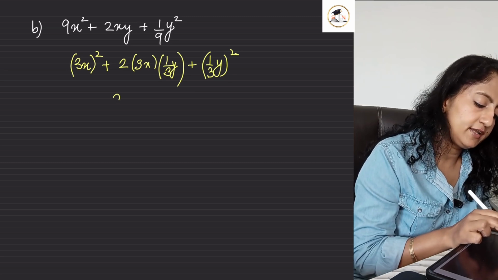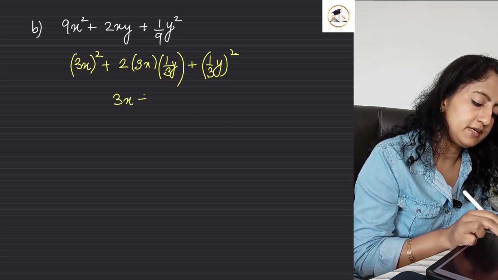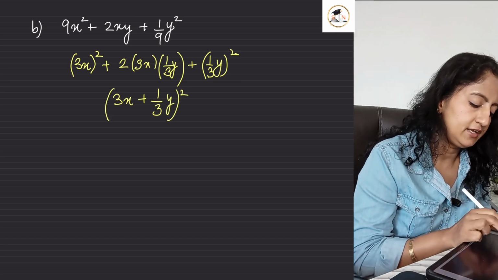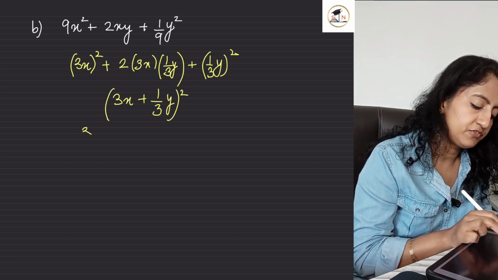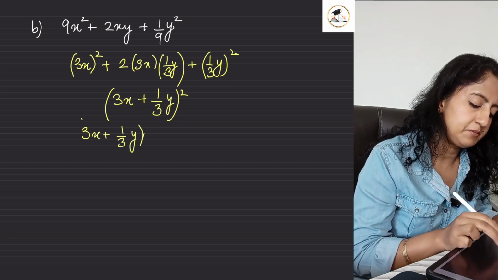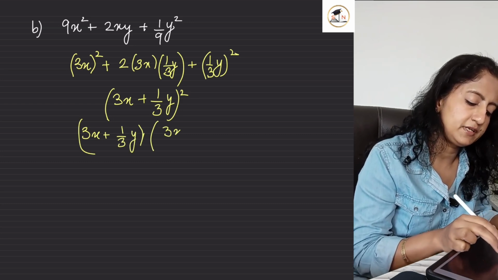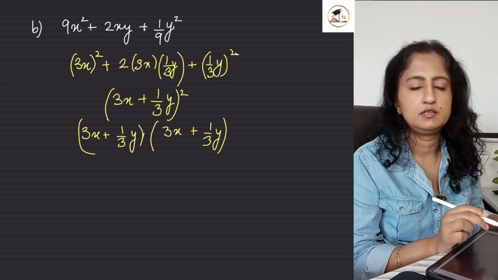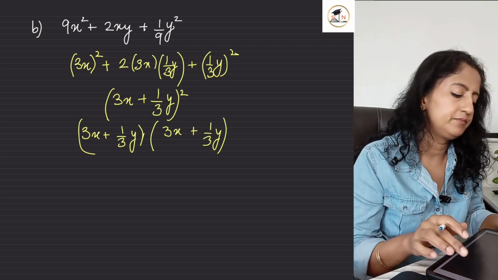Now, just writing in the final form of 3x plus 1/3 y whole square, right? And now we're doing the factors 3x plus 1/3 y. First bracket, second bracket again same, 3x plus 1/3 y. So we got our answer. I hope it's clear, right?